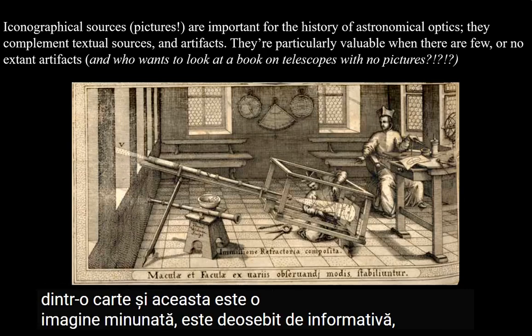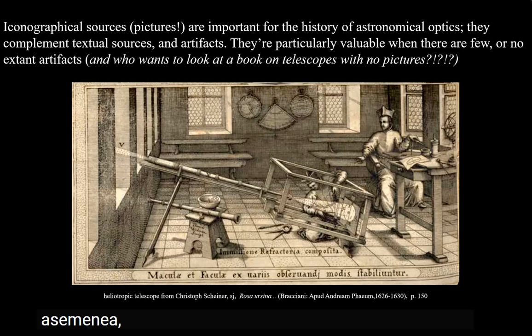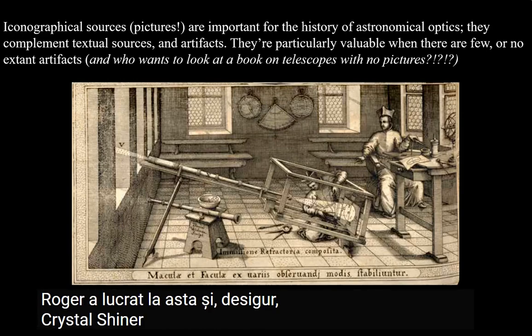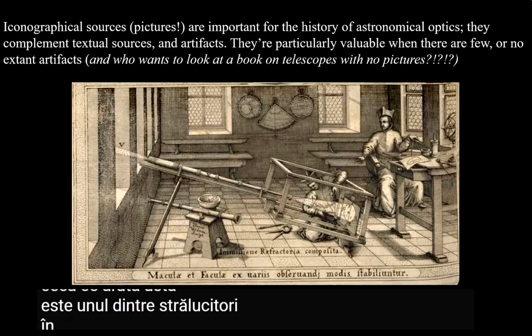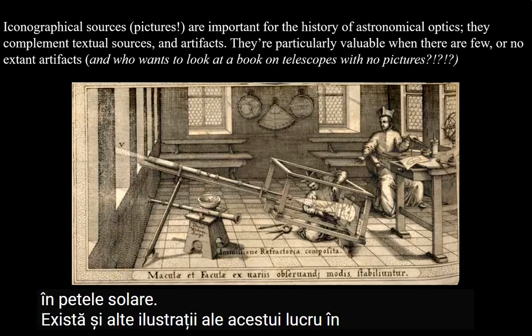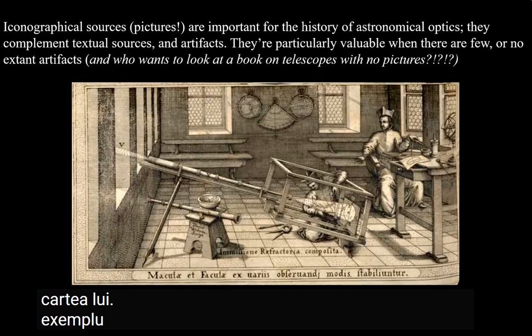It's particularly informative because it's so detailed. This is from Christoph Scheiner's Rosa Ursina. Roger has worked on this, and of course Christoph Scheiner. What this shows is one of Scheiner's telescopes for recording sunspots. There are other illustrations of this in his book. Now, this is an example of something I've said above.